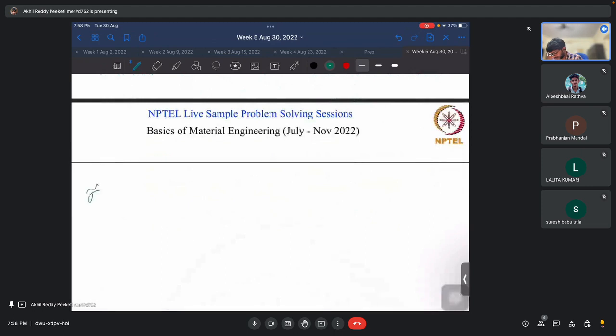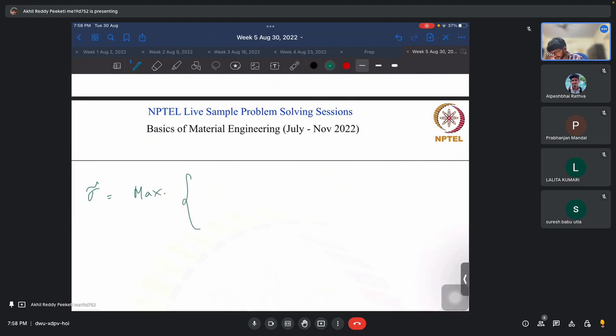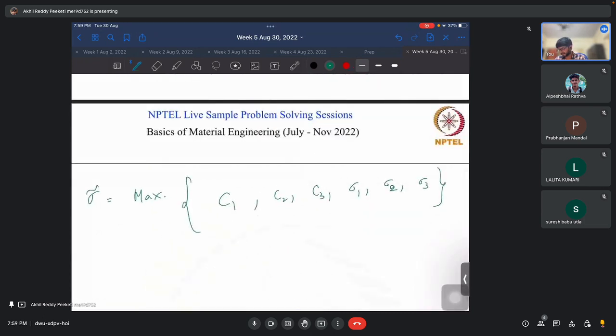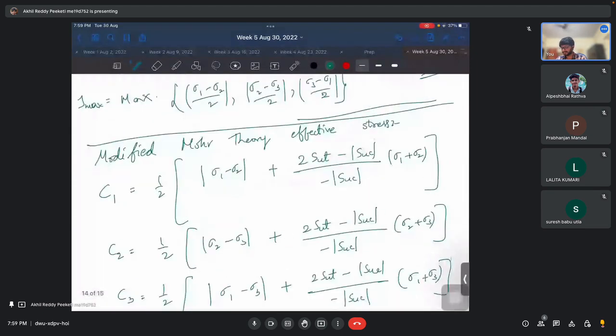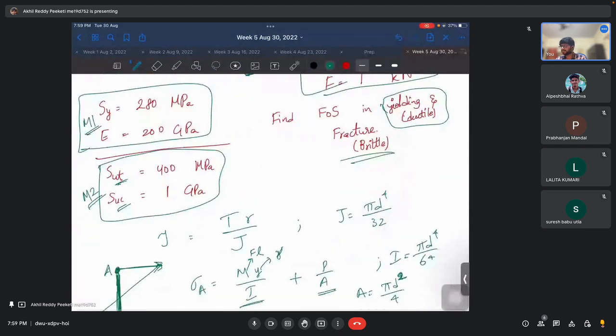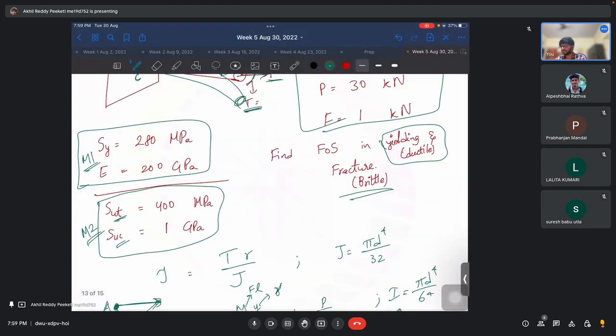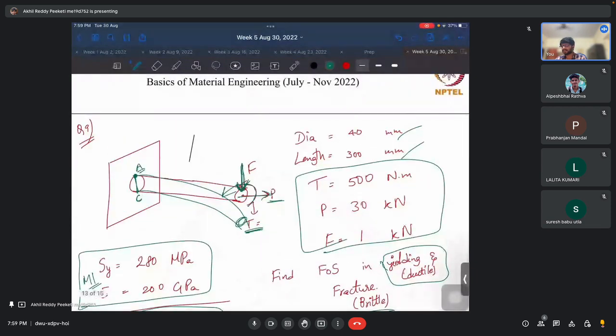So the effective stress in this modified Mohr equation is the maximum of C1, C2, C3, sigma 1, sigma 2, sigma 3. You need to calculate each of these values and then get the maximum, and then the factor of safety would be SUT by sigma max. So is this clear? Everyone? Suresh, is this clear?